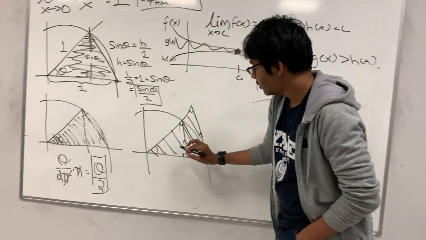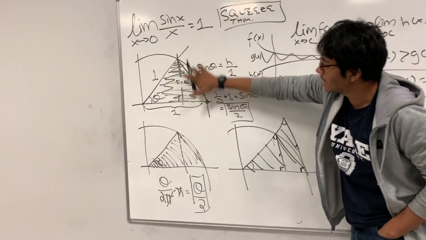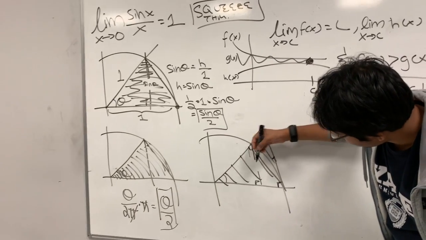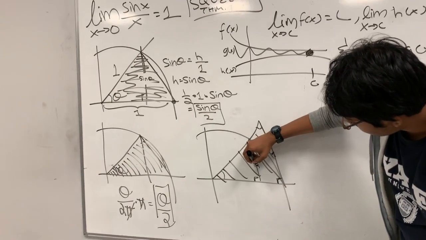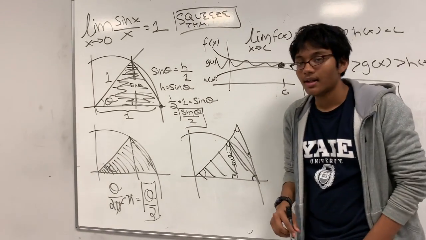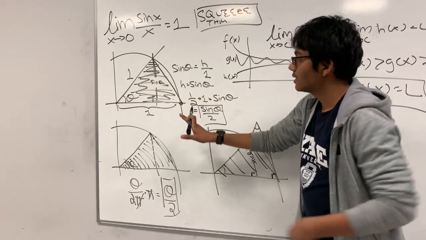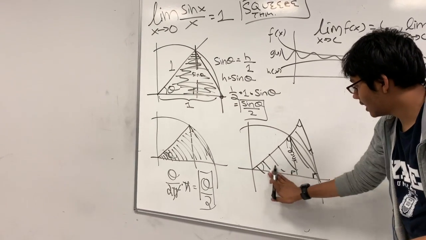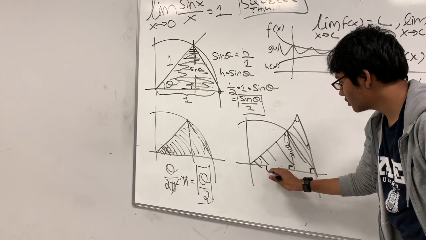Well, let's try to use the information we gathered here. First things first, we know that this height is sine theta, right? Recall from the first area problem that the height of the small triangle is going to be sine theta. Now, by the same reasoning, the base of the small triangle is going to be cosine theta. If you don't understand why, let me show you right now.